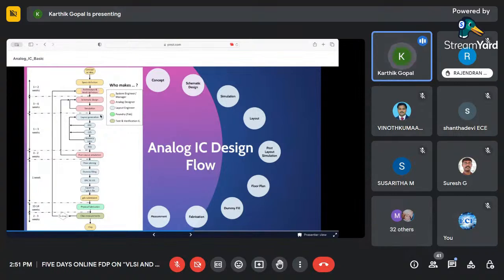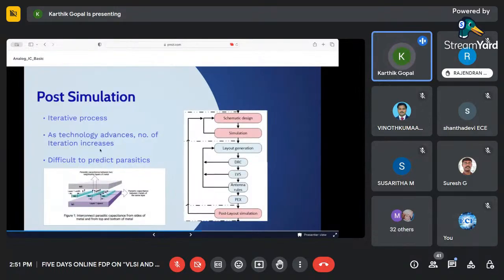Okay, and then comes the floor plan. Once your things are done, once everything is meeting, then next moves to the floor plan. So what is the floor plan? Okay, this is the post layout simulation I mentioned earlier, where it has a parasitic capacitance between these two lines, which is being extracted in the extraction file, which is not seen in the model.